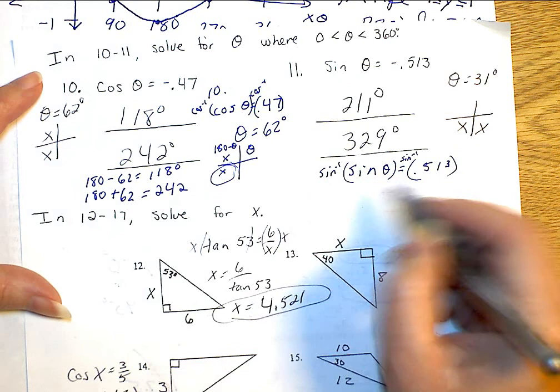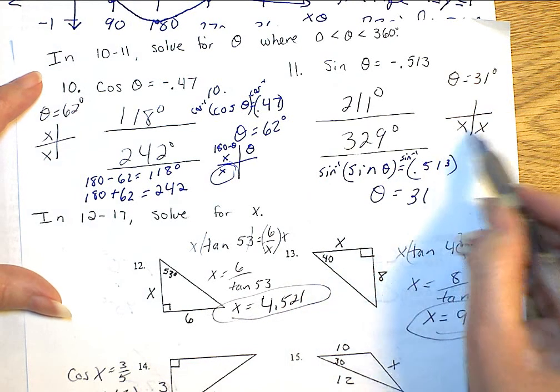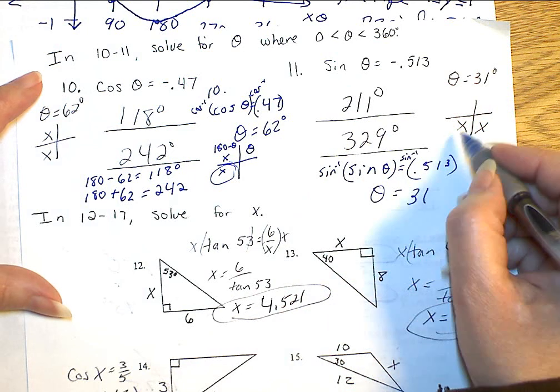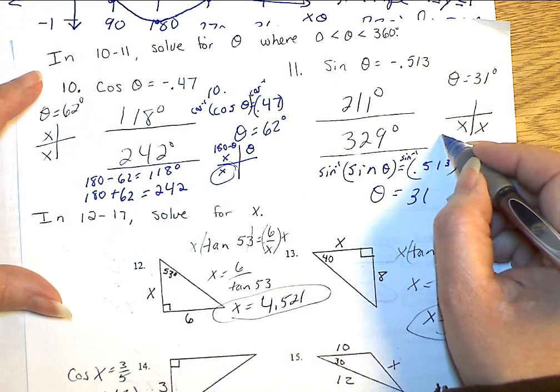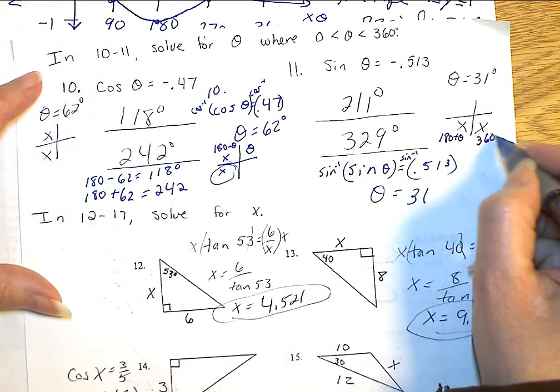So theta will equal your 31, and then figure out what quadrants it's in, and then that's how you get it. Remember, this one is 180 plus theta, and this is 360 minus theta.